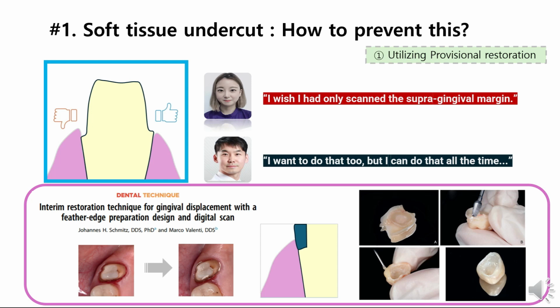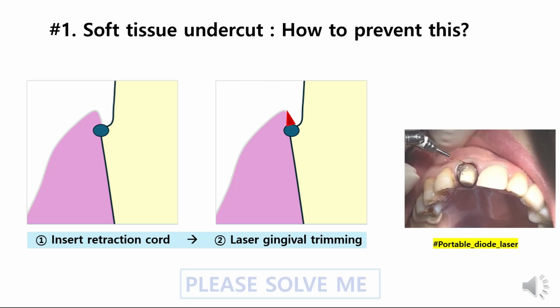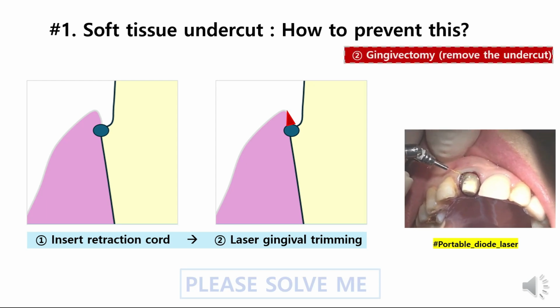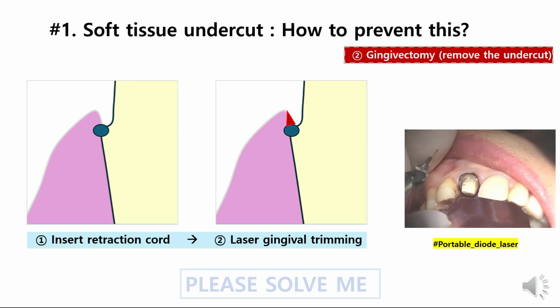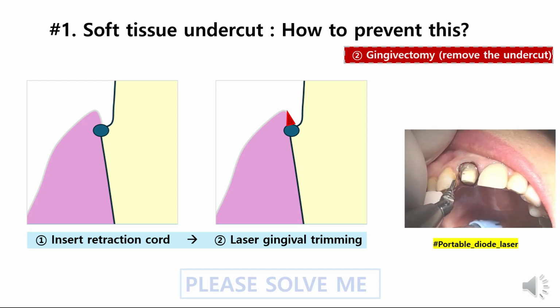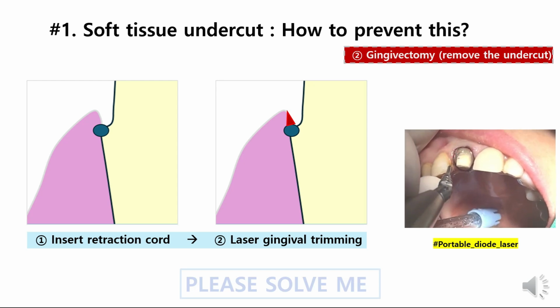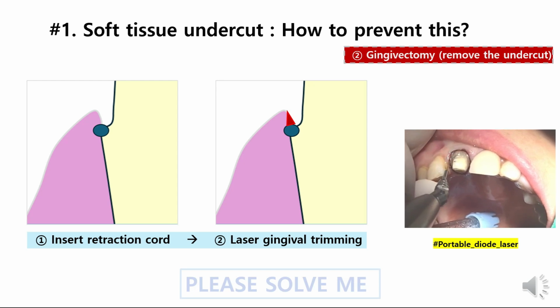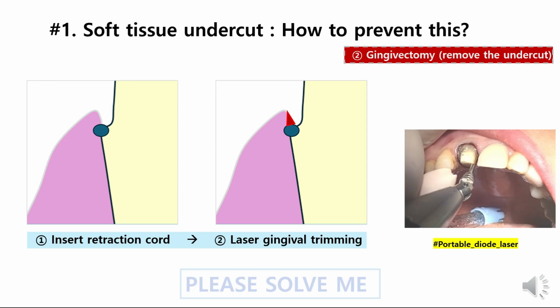So this is the method that I like to use, and it has helped me overcome the blurry issue in subgingival margins. Otherwise, we can perform a gingivectomy around the crown margin to remove the soft tissue undercut. I like to use a portable diode laser to perform gingival trimming, because as the name suggests, it's portable, so it's always ready for when I need to scan. Even though this is less invasive than conventional electrosurgery instruments, some patients still feel it's a bit invasive, so I use this only for necessary areas.